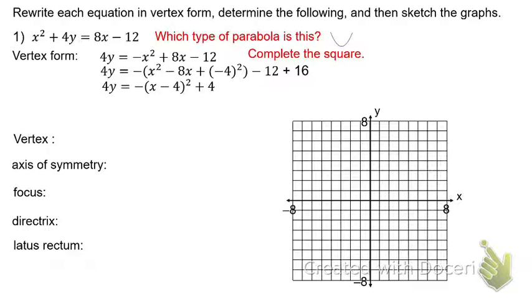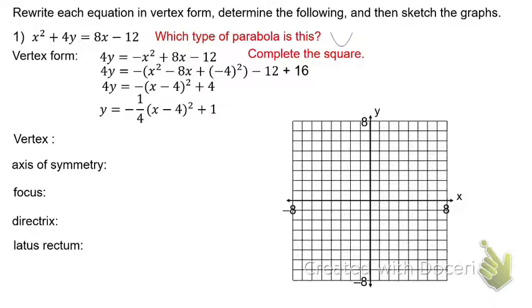Now we're almost there, but we've got to finish getting y by itself. We need to isolate the variable, which means we're going to divide both sides by 4, in which case y equals the negative 1 times the quantity x minus 4 squared becomes negative 1/4 times that quantity, and then 4 divided by 4 is going to be 1. So when we divide everything by 4, here's our vertex form. y equals negative 1/4 times the quantity x minus 4 squared plus 1.